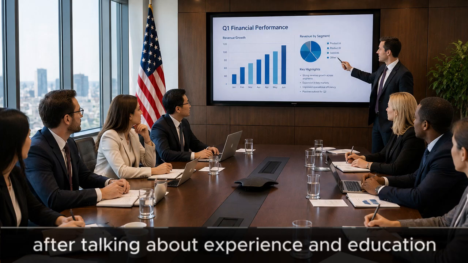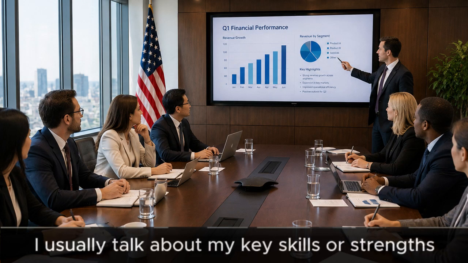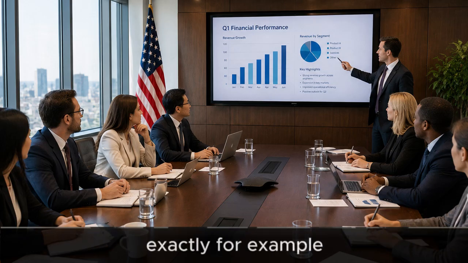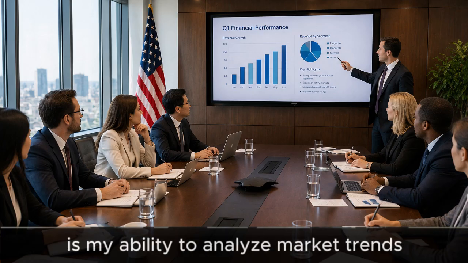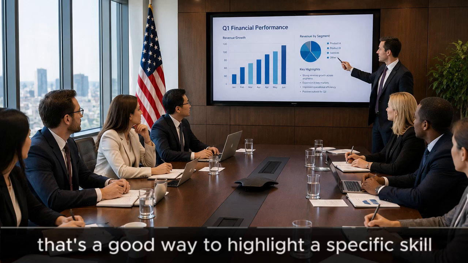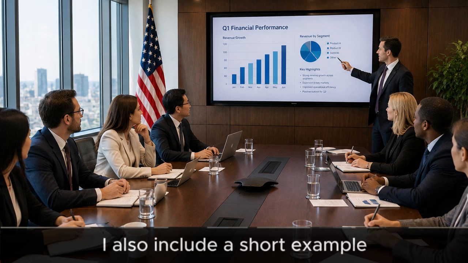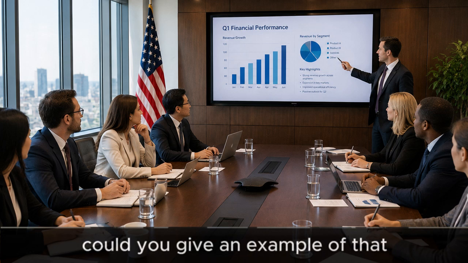After talking about experience and education, what comes next? After that, I usually talk about my key skills or strengths. That helps the listener understand what you're good at. Exactly. For example, I might say, one of my strengths is my ability to analyze market trends and develop creative marketing campaigns. That's a good way to highlight a specific skill. Yes, and sometimes I also include a short example to support that statement. Could you give an example of that?